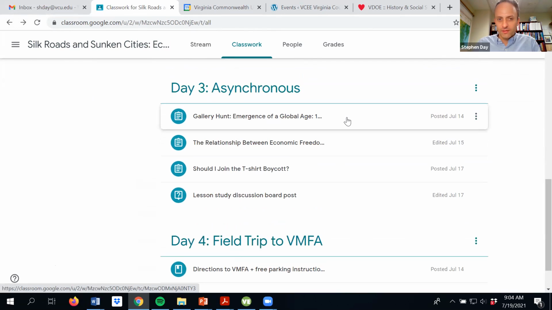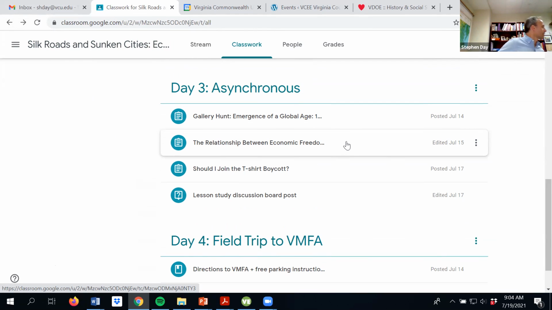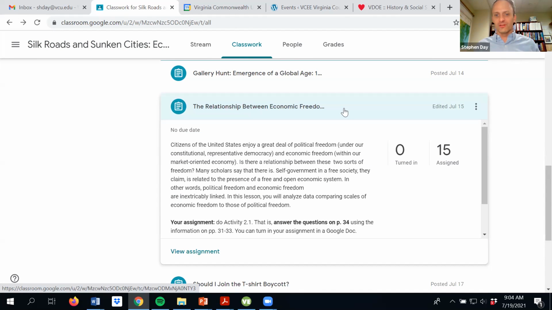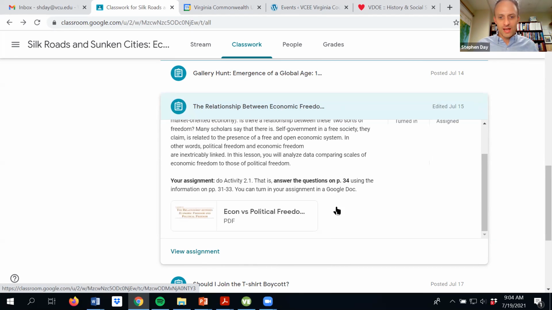So there's going to be another gallery hunt on Wednesday. There's this lesson plan, and actually this is from a different book. This is from Understanding in Economics and Civics and Government, which is also on your virtual economics flash drive. The relationship between economic and political freedom is one of the standards at the very end of your World History Standards for World History 2. It says, explore the relationship between economic and political freedom. And we have a lesson plan here that explores exactly that. So, hey, spot on, right? And as usual, I have what your assignment is right down there.